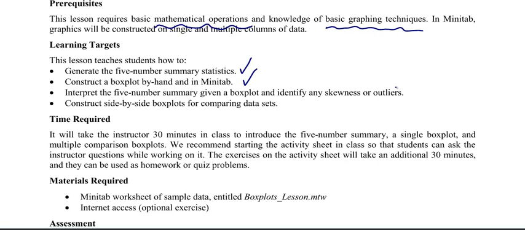Then we'd like to know how to interpret this, right? So the box plot can show some very special qualities that I was talking about in the plot itself. Sometimes we can identify the shape of the data set, if there's any outliers in the data set. And one last learning target would be constructing side-by-side box plots. And we're just going to do this in Minitab. But side-by-side box plots are really nice for comparing two different data sets.